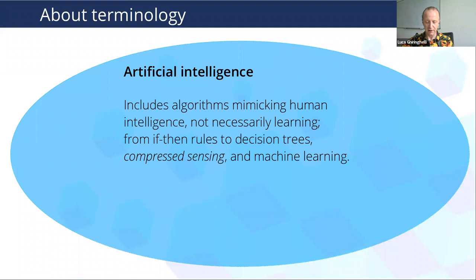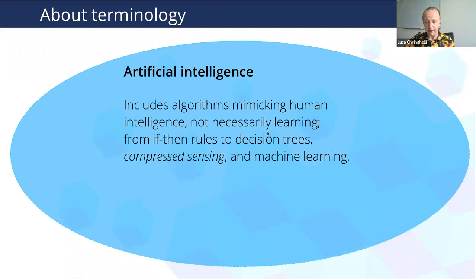So what we have as a big container is what the community calls artificial intelligence, that is often taken as a synonym of machine learning, but strictly speaking this is not the case. Artificial intelligence is much broader than machine learning. In artificial intelligence, we have all the algorithms that mimic or try to mimic human intelligence in some sense. So there is not necessarily any learning in this kind of algorithm, and I will specify more clearly what the community means by learning.